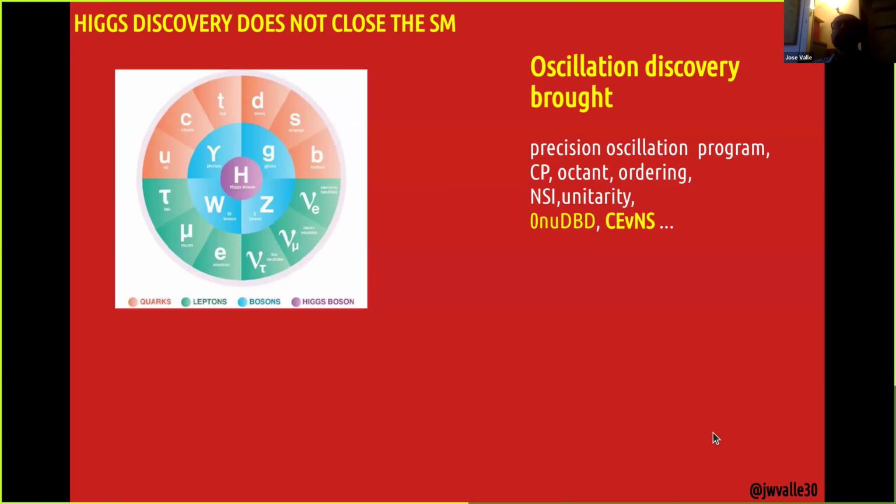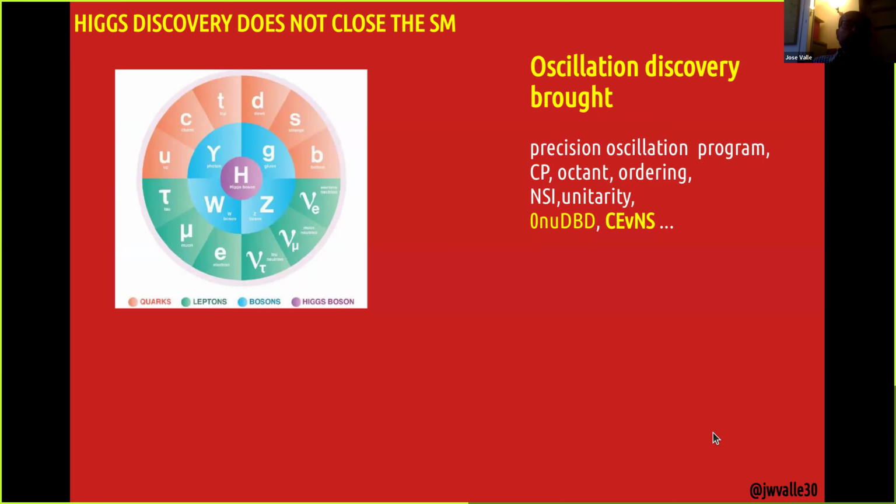at the moment, KamLAND-Zen with their final result. And we have now the successor of the GERDA experiment, namely LEGEND. And we have also the nEXO proposal in the US and other proposals based on molybdenum. They will shed light on whether neutrinos are Majorana or not. And then for the first time in history, we have the ability to probe the neutral current in neutrino experiments using the coherent neutrino scattering.